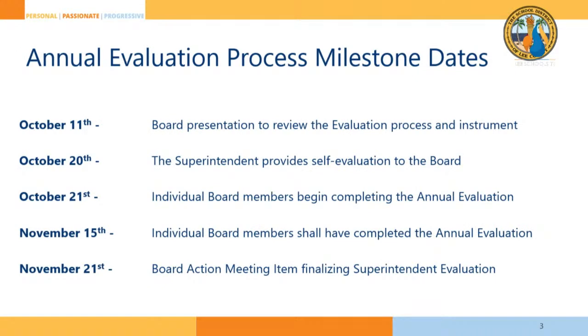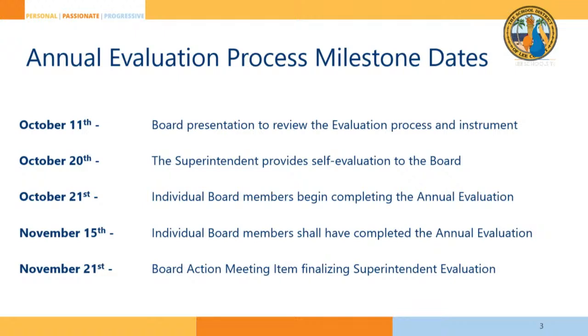So that is the annual evaluation cycle at a glance. To drill into specific milestones for this year, October 11th is today. That is where we are to review the process as well as the instrument. By the 20th, the superintendent will have provided his self-evaluation to the board. That will allow the board members to begin first considering the superintendent's self-evaluation and any evidence or conversation the board wishes to have with the superintendent, so that the board members can begin completing their independent individual ratings utilizing the tools we have.